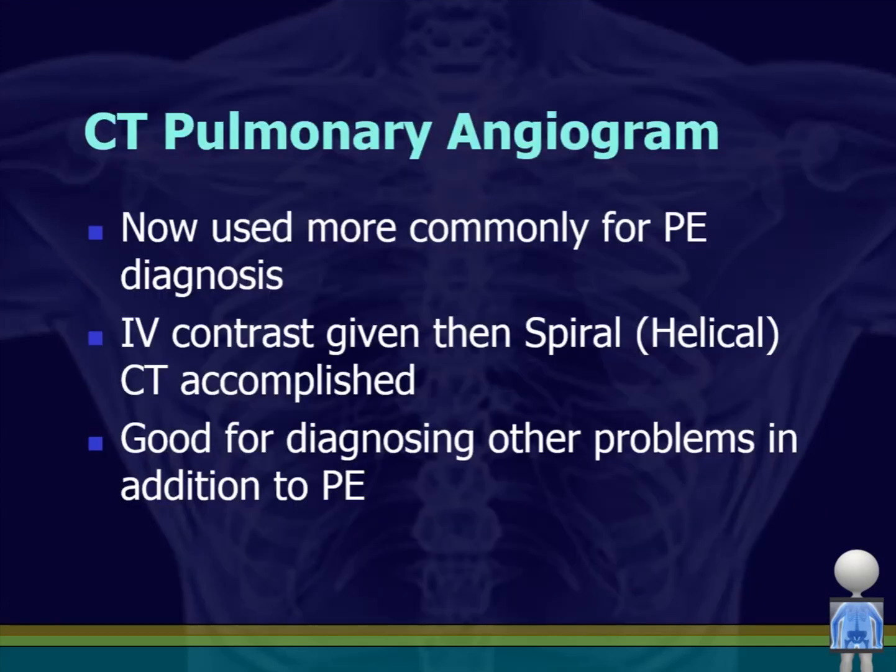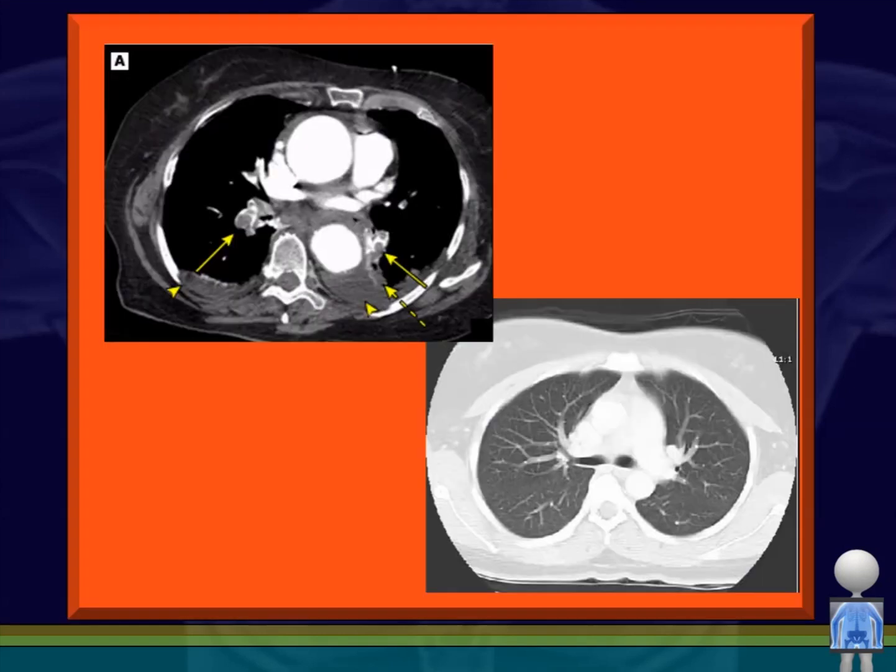A CT angio, or a pulmonary angiogram with a CAT scan, is used for PE as well. And now we're going to get those slices we talked about. So in this case, just to give you an idea of what it might look like, again, this is what normal looks like. This is normal. You can see all the pulmonary arteries.